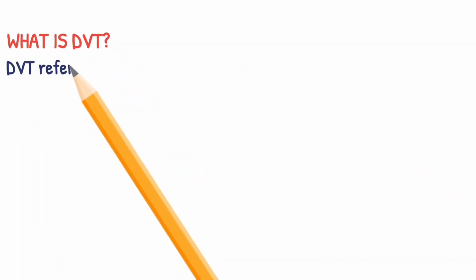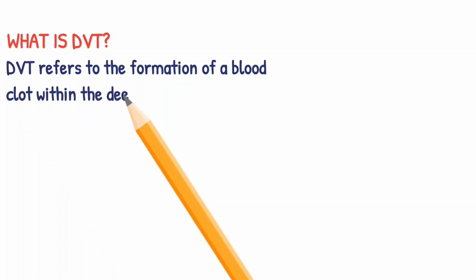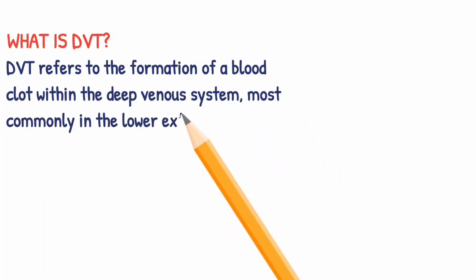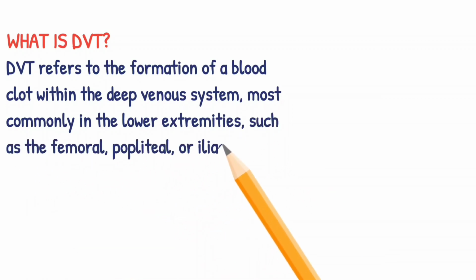So what is DVT? DVT refers to the formation of a blood clot within the deep venous system, most commonly in the lower extremities such as the femoral, popliteal, or iliac veins.